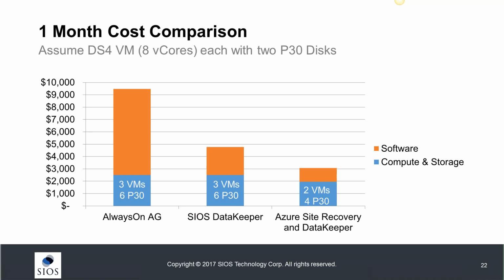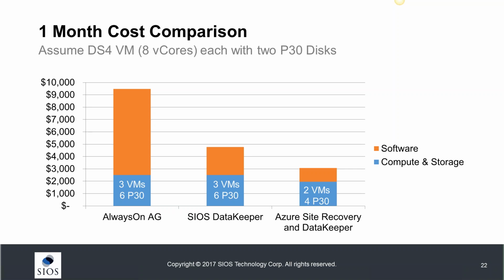And then Azure Site Recovery is even less expensive because you only need to pay for two virtual machines, the two in your primary data center, and the storage attached to those virtual machines, and then a little bit of additional cost of the software, including DataKeeper and Azure Site Recovery. Very cost-effective solution for a very beefy virtual machine. A DS4 is nothing to sneeze at. You're at about $3,000 a month for high availability and disaster recovery.